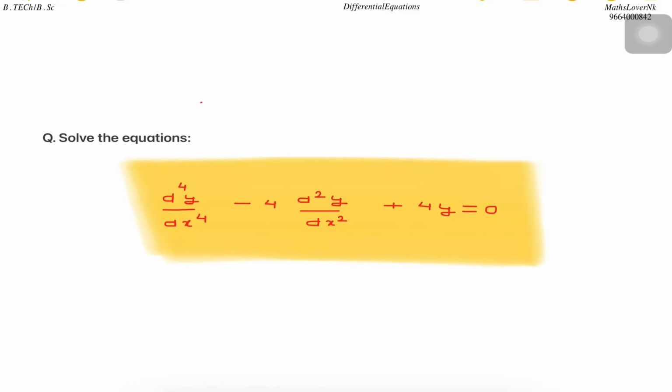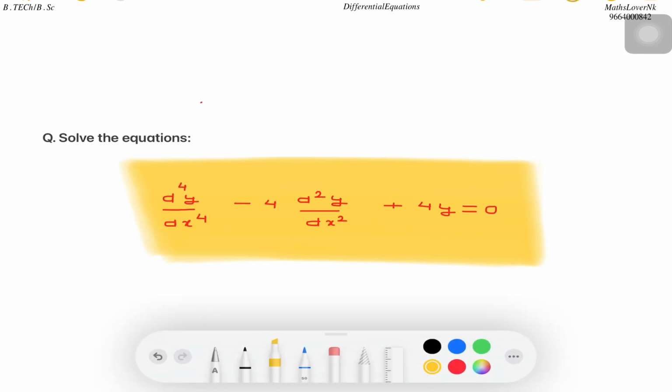In today's lecture, we are solving a question related to the differential equation. The question says that d⁴y/dx⁴ minus 4 d²y/dx² plus 4y is equal to 0. Then at first put d/dx equal to capital D. Then find the auxiliary equation by putting capital D equal to m, and solve the auxiliary equation and find the values.